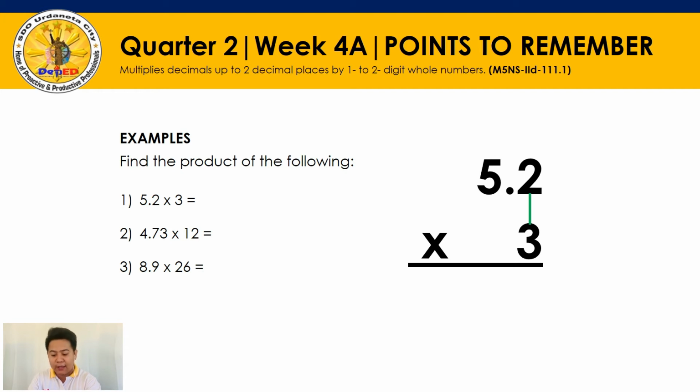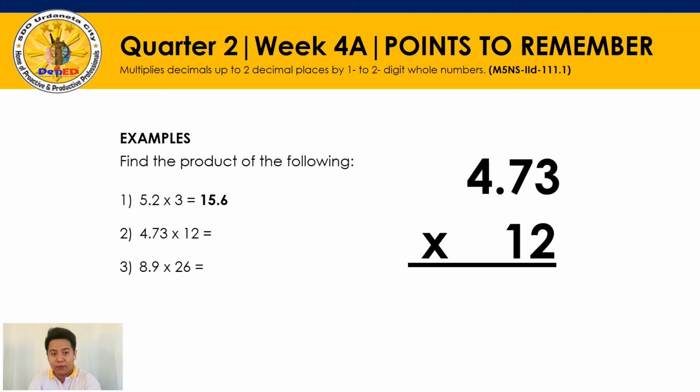2 times 3 equals 6 and 5 times 3 equals 15 and the answer is 156. Then, how many numbers do we have to the right of the decimal point? So we have a decimal point in 5.2 and we don't have a decimal point in 3. So we only have one number to the right of the decimal point of 5.2, which is number 2. By that, our final answer should be the same. So the answer should be 15 and 6 tenths.